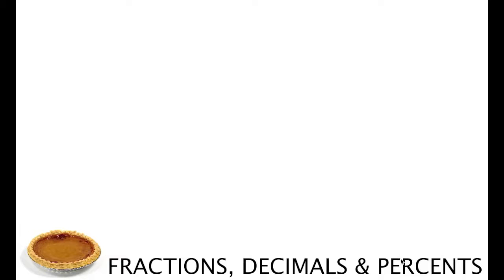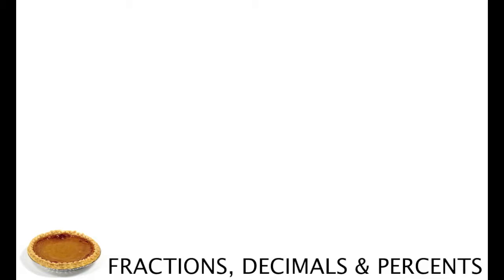Fractions, decimals, and percents are all very connected. They are all ways of showing less than one. If you take one whole thing, like maybe one whole pumpkin pie, and divide it into parts, you could say that those parts are fractions, you could say that those parts are decimals, or you could say that those parts are percents. And let me show you how with a little picture here.